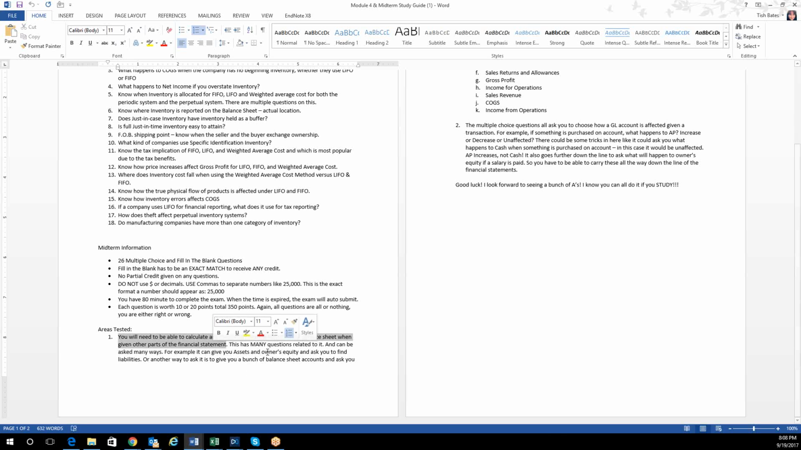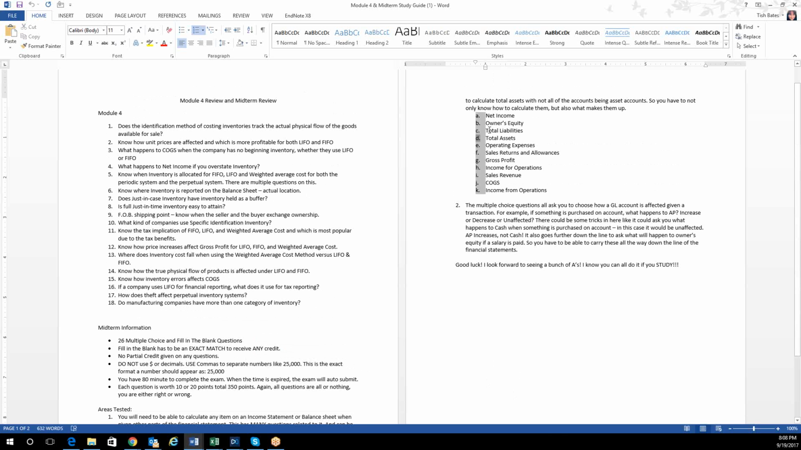At any rate, you have the areas tested down here that tell you what you need to be ready to calculate. You need to know what makes up net income, owner's equity, liabilities, assets, operating expenses, sales returns and allowances, gross profit, income from operations, sales revenue, and COGS, which is cost of goods sold. Make sure you understand how to calculate each one of those, what numbers go into those formulas, and how to arrive at the numbers that go into those formulas.